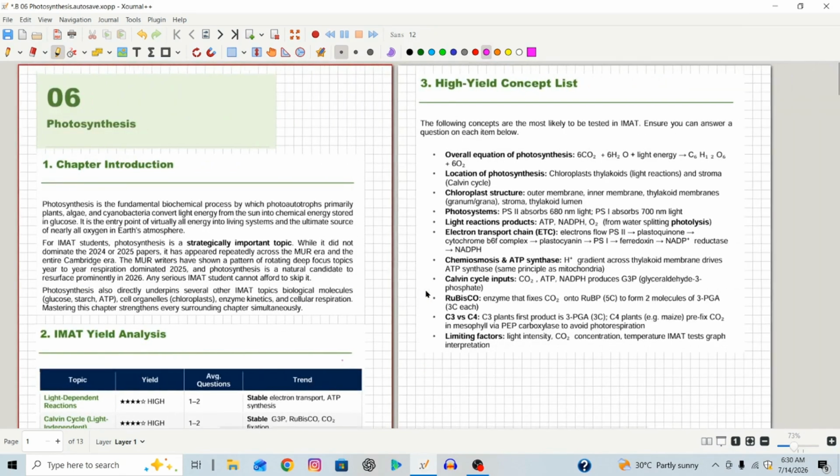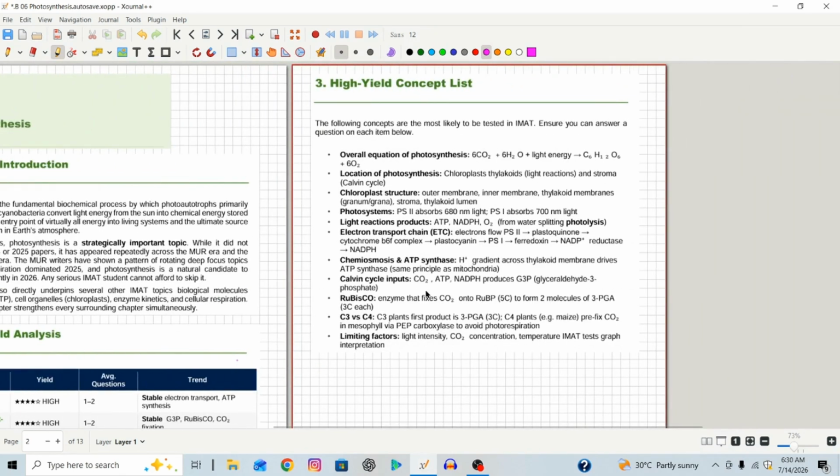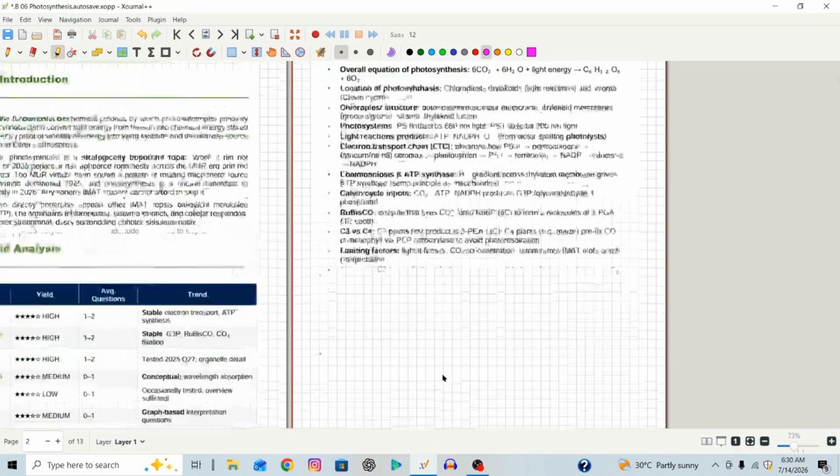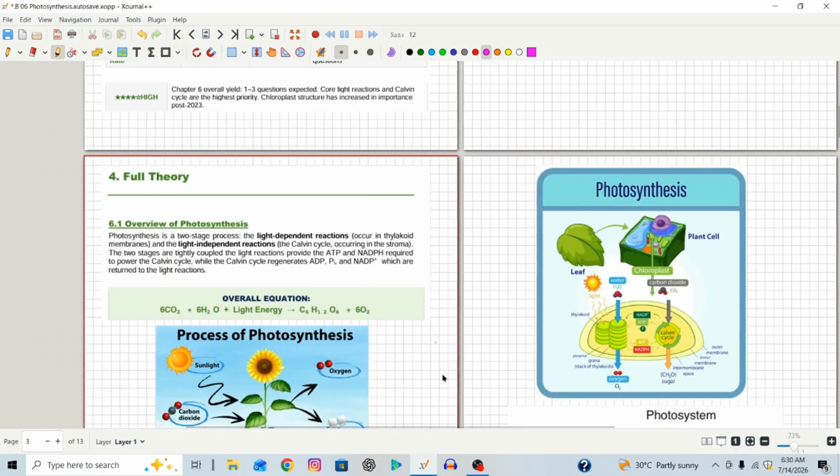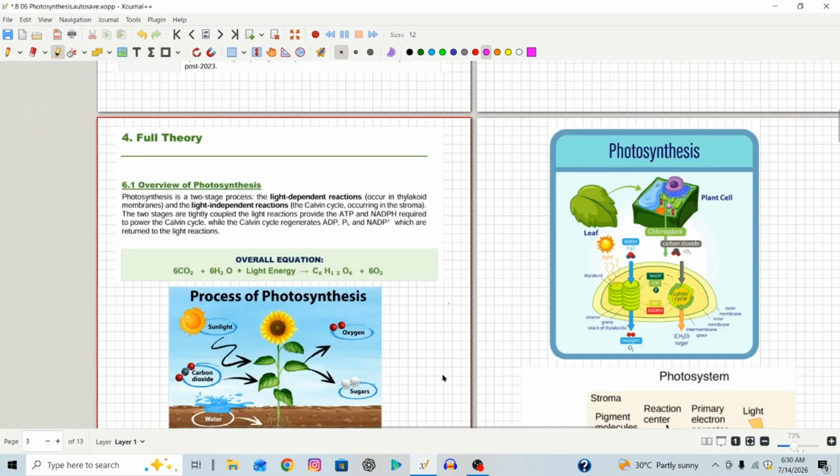If you want to know the high yield concept list, you can take a screenshot of this page and you will know what you have to study and what you have to skip. If you have taken the screenshot, let's start our chapter. First of all, this is the introduction of photosynthesis.